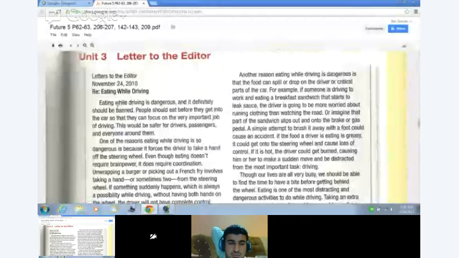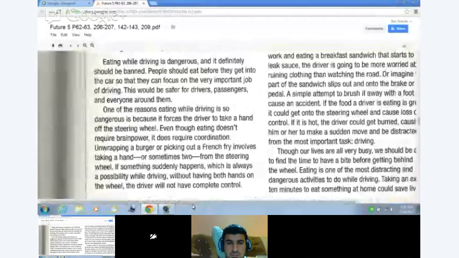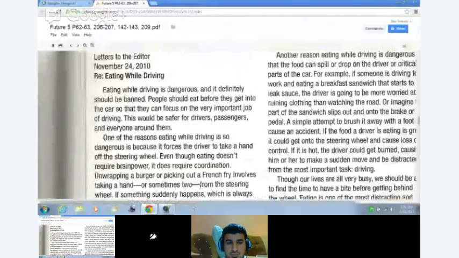Slim, can you read that first paragraph, please? The letter of the email. Eating while driving is dangerous, and it definitely should be banned. People should eat before they get into the car so that they can focus on the very important job of driving. This will be safer for the driver, passenger, and everyone around them. Okay, stop there. Thank you.